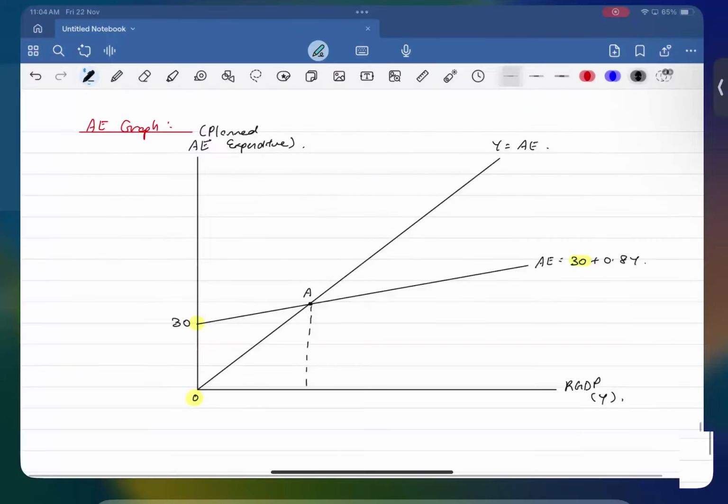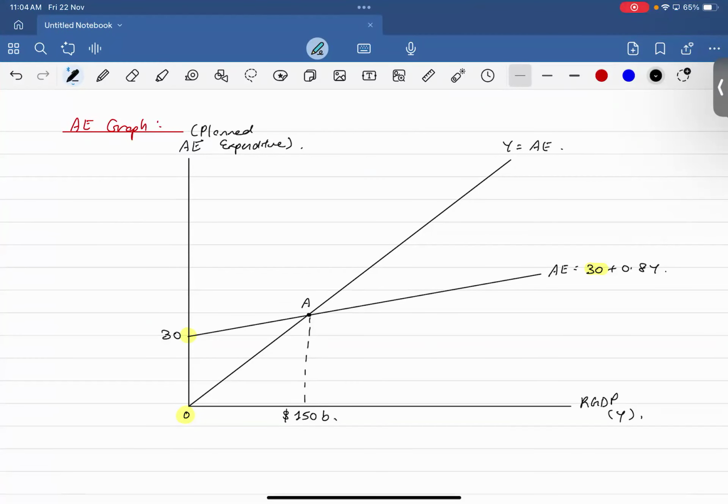150 billion. So here my expenditure will be 150 as well. But today I do not want to write this because it will be very messy. I just want to let you know that when here is 150, here will be 150 as well, but we don't write that. We just leave it like this. At point A, at first, the output is 150.